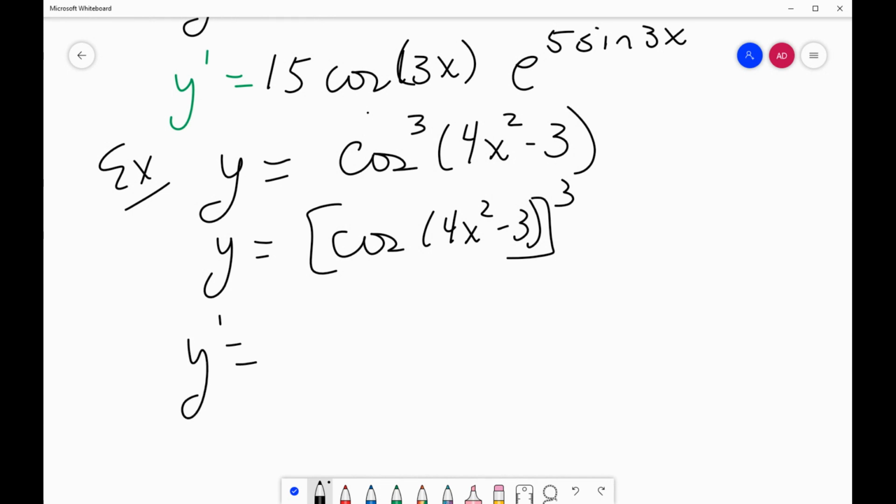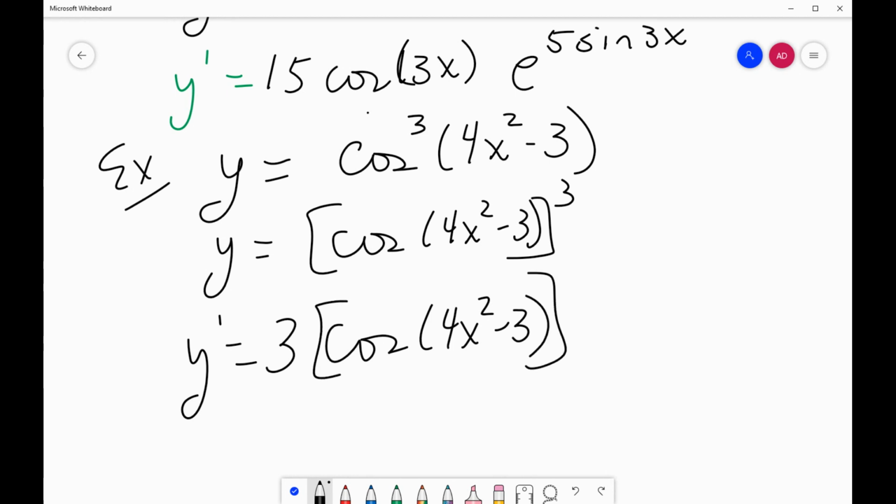So here we go, y prime. I got a power rule. 3 is coming down in front. I'm left with the cosine of 4x squared minus 3. Remember about the power rule, right? It's going to lower the power by 1. The base stays the same, though. Don't mess with that base. Then I take the derivative of cosine. The derivative of cosine, we all know and love to be negative sine.